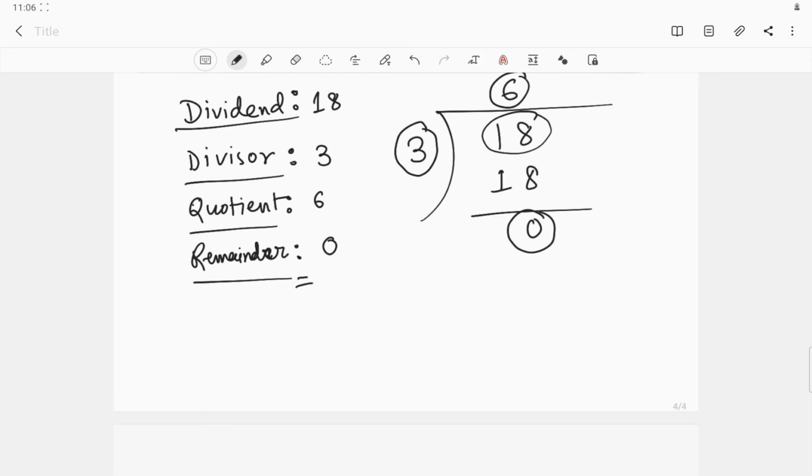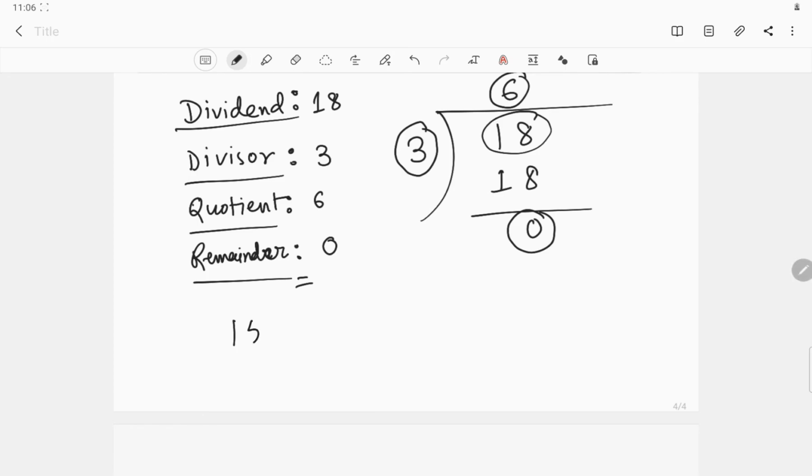Okay, no mangoes will be left. So no mangoes left means the remainder is 0. If mangoes are left, then you can say this is the remainder. The part that is left is called the remainder.